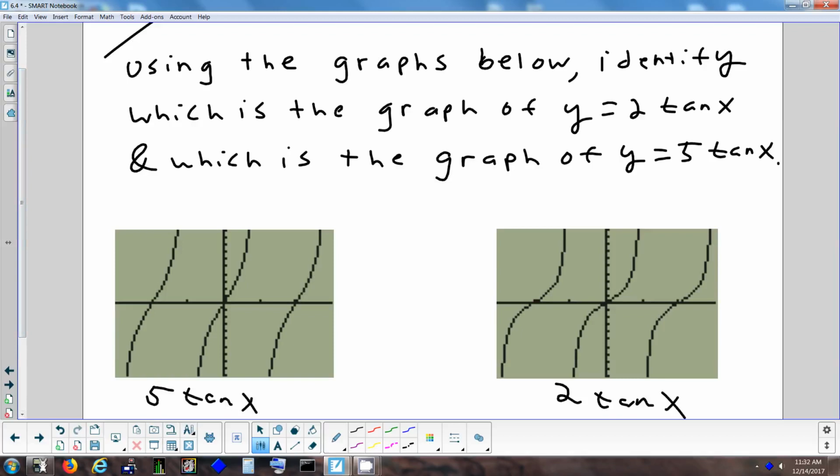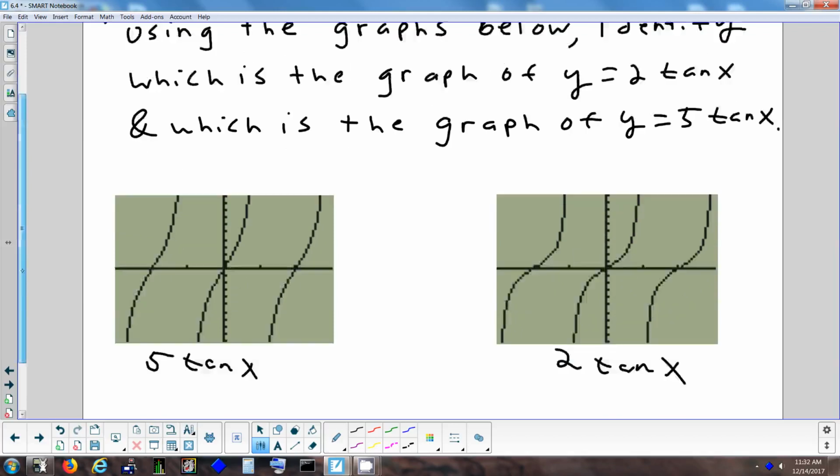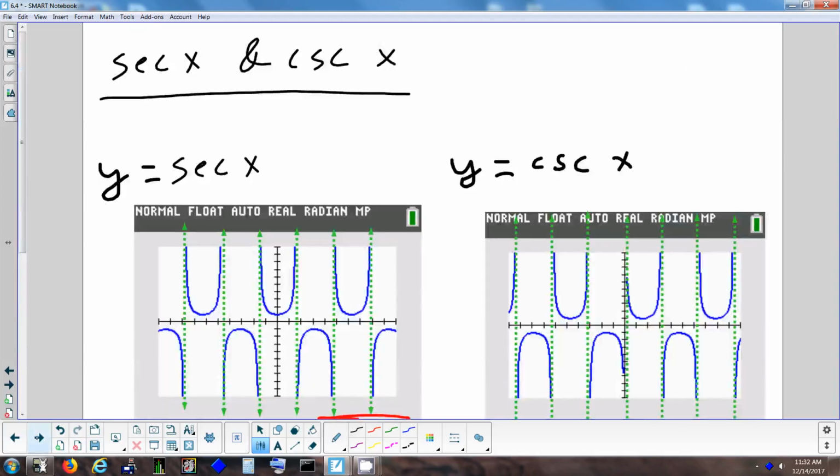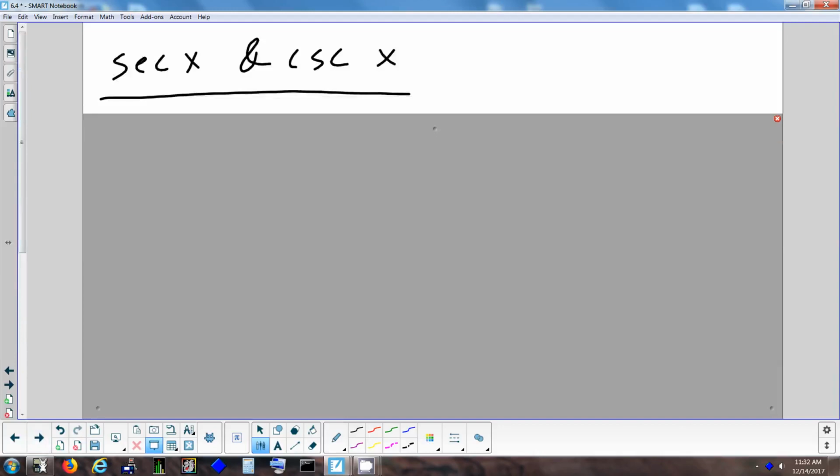Okay, if I gave you one on the test like that, I try to make it pretty clear which one is which. I wouldn't give you like 2 tangent x and 3 tangent x. Those would look kind of similar. But I'd make it look different enough. Okay, questions on that? All right. Okay, so that's it for tangent and cotangent. We're not spending any more time on them. I told you, not as much as sine and cosine.